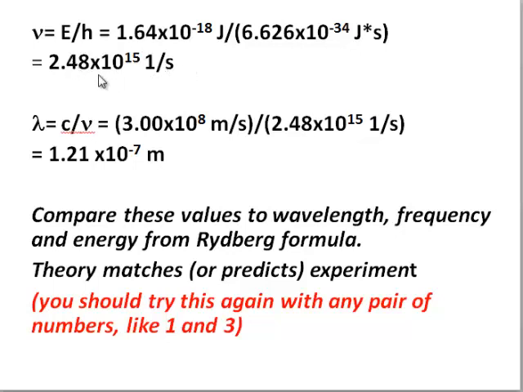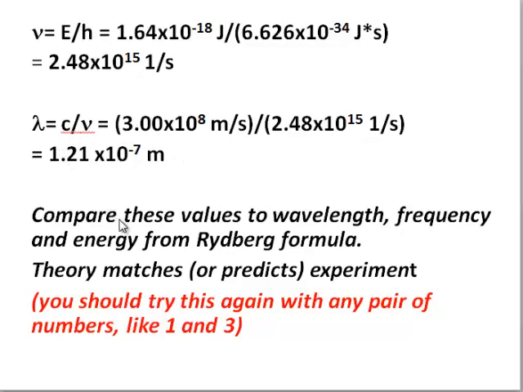Once we have a frequency, we can solve for the wavelength. Lambda is c over nu. This frequency goes in the denominator. Speed of light we remember. When we calculate the wavelength, seconds cancel, and the result is 1.21 times 10 to the negative 7 meters.